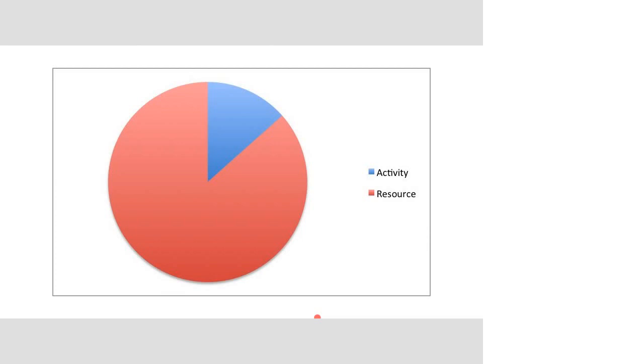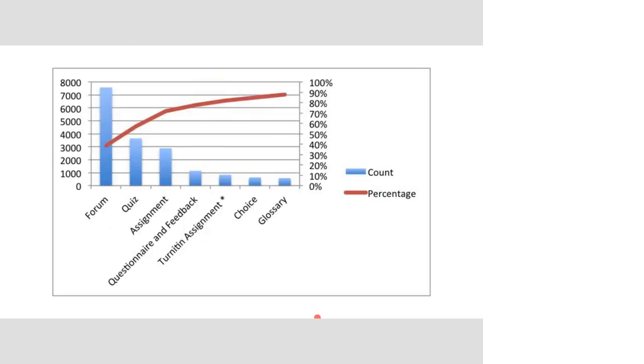And as I said before, we have to remember that labels and pages and other resource types might look like resources, but actually they're hiding some interactive external embedded objects. So this is just the raw data.